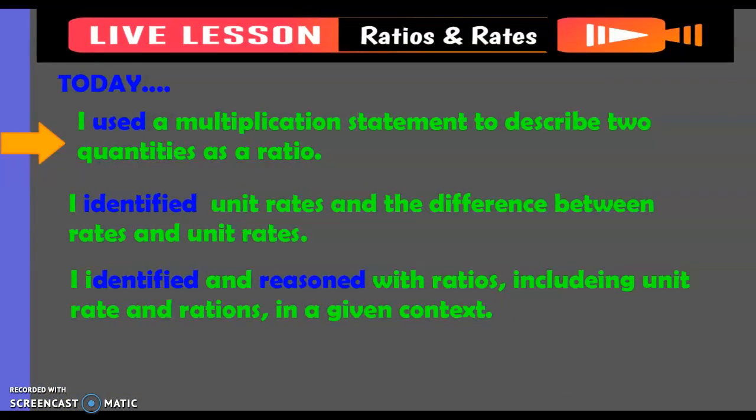All right, so today we used multiplication statements to describe 2 quantities as a ratio. I identified unit rates and the difference between rates and unit rates. I identified and reasoned with ratios, including unit rates and ratios in a given context.